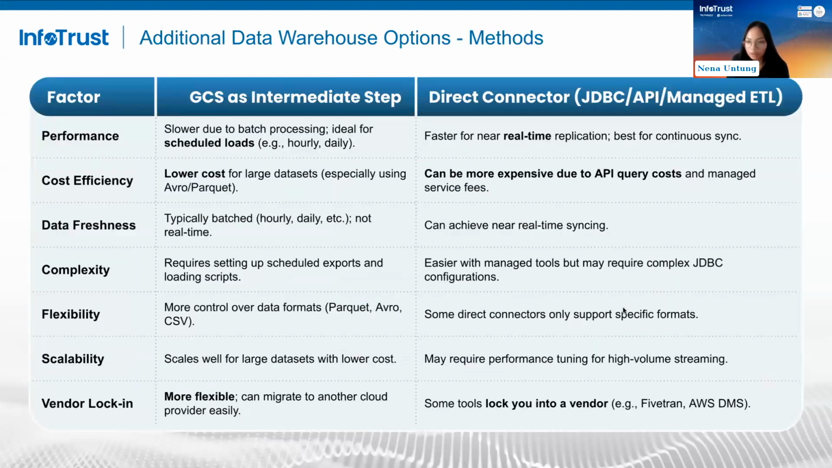So here's another high-level overview of the comparison between Direct Connector and using Google Cloud Storage as the intermediary. Essentially, Direct Connector's biggest benefit is that it's closest to real-time data, whereas Cloud Storage exports data on a more batch or scheduled basis. Cloud Storage is relatively cheaper from what we've seen compared to other costs potentially associated with direct connectors. And the last thing that I want to highlight is that Cloud Storage is more flexible and can easily migrate to another cloud provider.